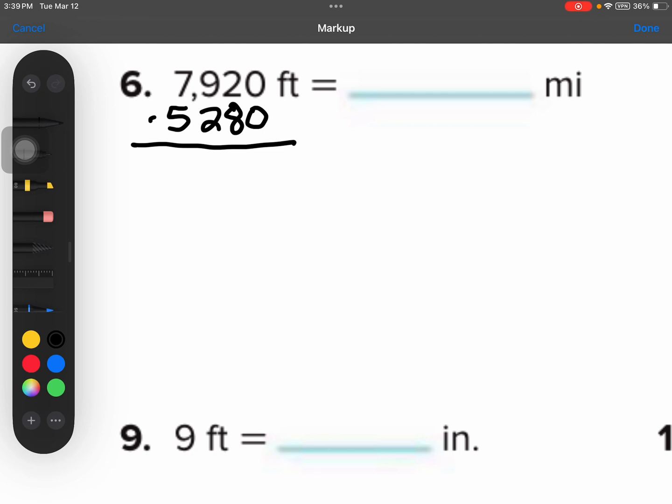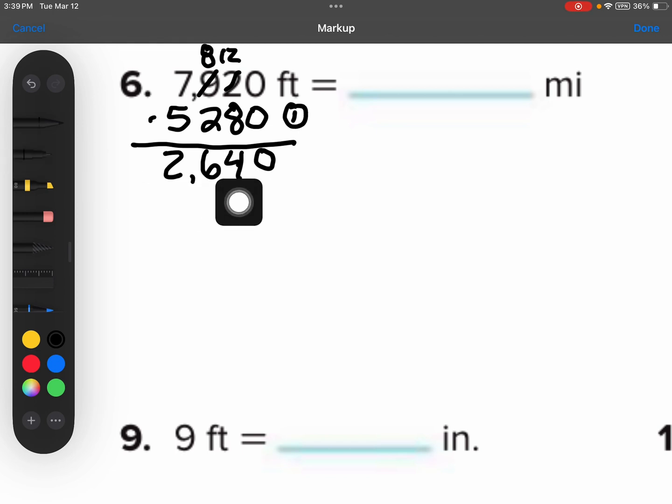All right, 0 minus 0 is 0. Unfortunately, I cannot take 8 from 2, so I have to borrow from the 9, turn it into an 8. Make that a 12. There we go. 12 minus 8 is 4. 8 minus 2 is 6. 7 minus 5 is 2. Okay, so I know I have 1 mile for sure right here. And looking at this number, I know that's not quite a mile.